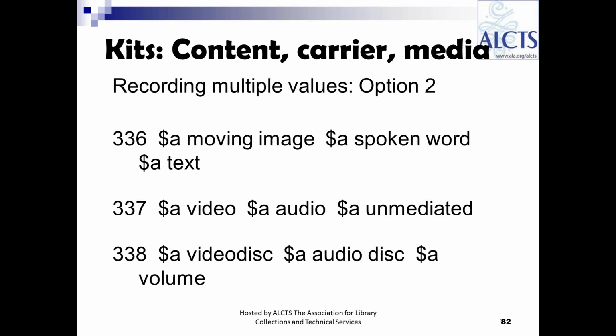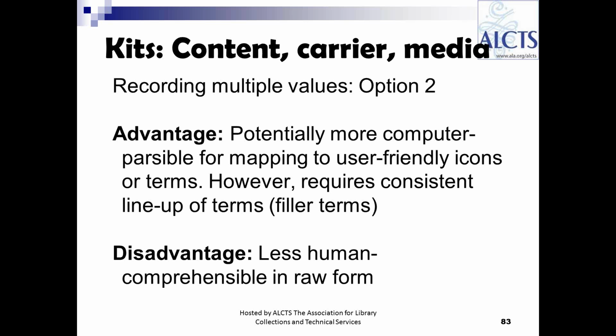So another option would be to use a single field for each content, media, and carrier type, preferably with the values in a consistent order in each field as shown here. So the ones that go with the moving image content type are in the first subfield A, with the spoken word in the second, and so forth. The advantage of this is it's potentially more user-friendly, since a computer can more easily take the first value in each field and combine them to map to an icon, then take the second value in each field, and so on.